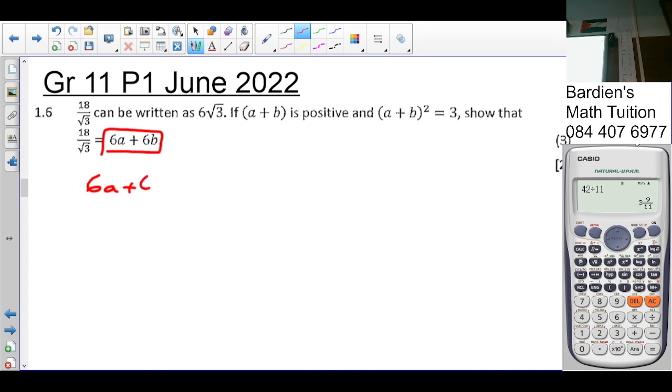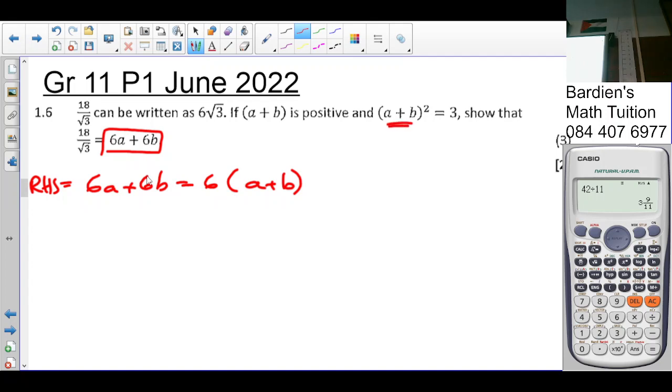So 6a plus 6b, which is the right hand side of this equal sign, is equal to 6 as a common factor. I'm left with a plus b. Okay, but we were told that a plus b is positive. So in other words, I must work with this part here.